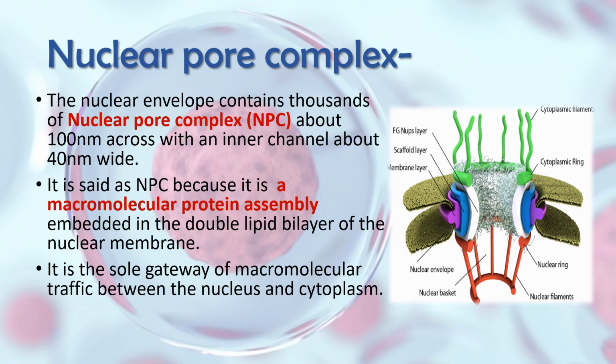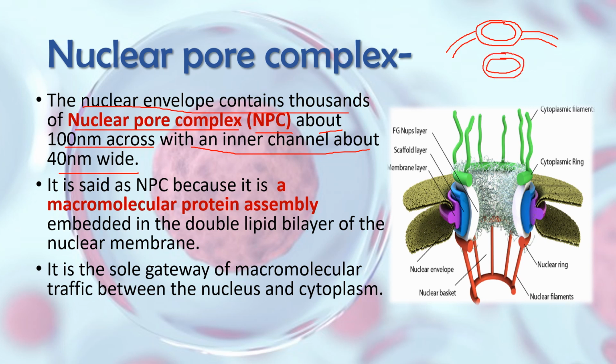Now, the nuclear pore or nuclear pore complex. The nuclear envelope contains thousands of nuclear pore complexes or NPCs, which are about 100 nm across with an inner channel about 40 nm wide. They are octagonal in shape. Okay, they are made up of filaments and rings or annuli. Suppose this is the nuclear pore, okay, and this is the nuclear membrane. So basically it is made up of rings and filaments. These are some filaments and these are two ring-like structures.